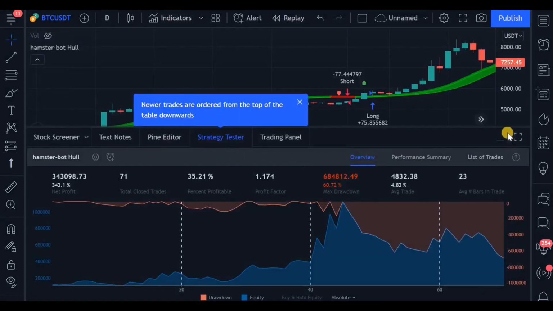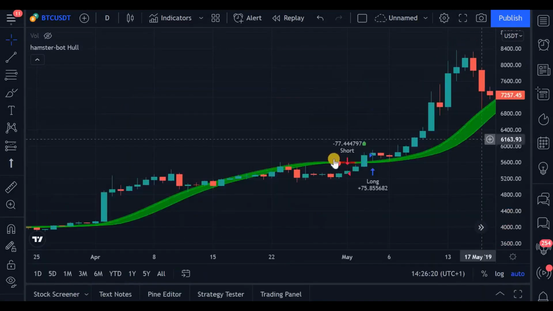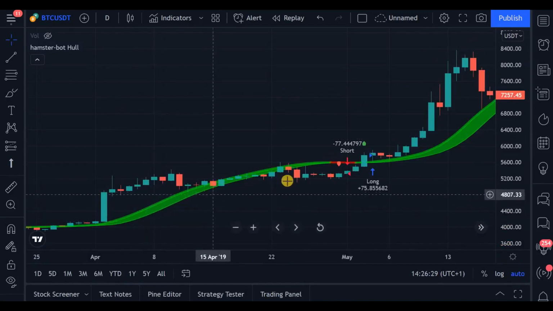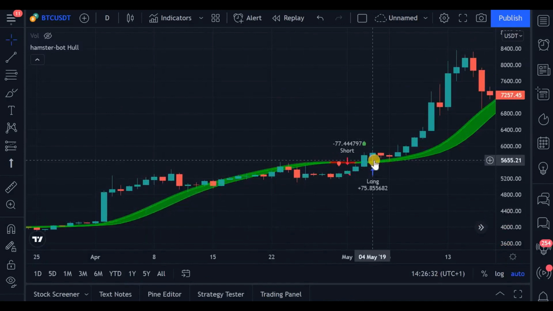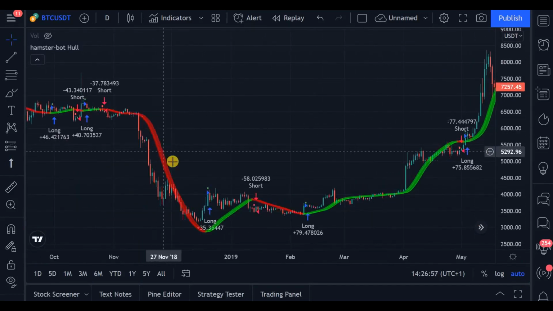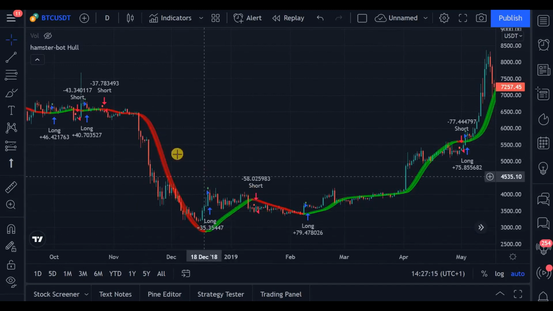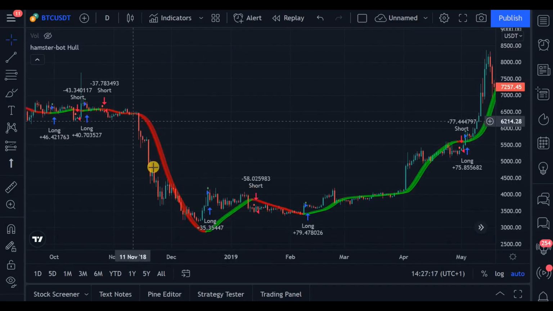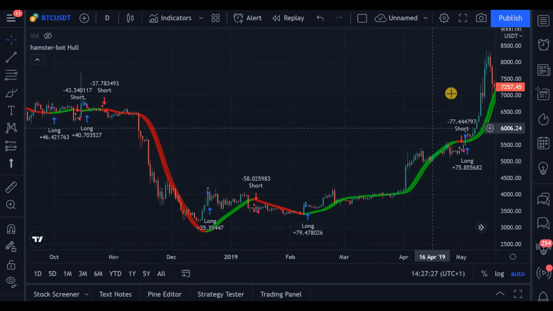Right now, you can go ahead and hide this panel because we are not going to use this exact strategy in this video. This right here is the indicator we are going to use in this video. If I zoom out, you would see that this indicator comprises two colors, the red color and the green color. Basically, the red color shows a downtrend and the green color shows an uptrend.